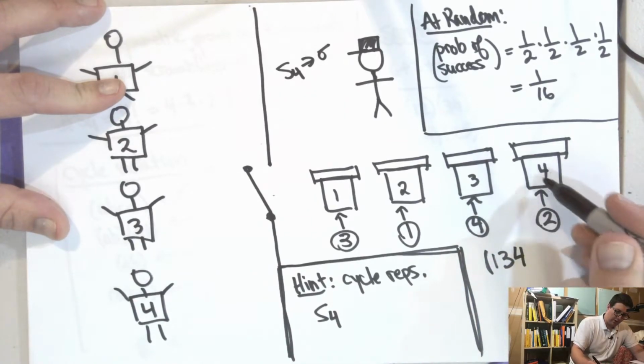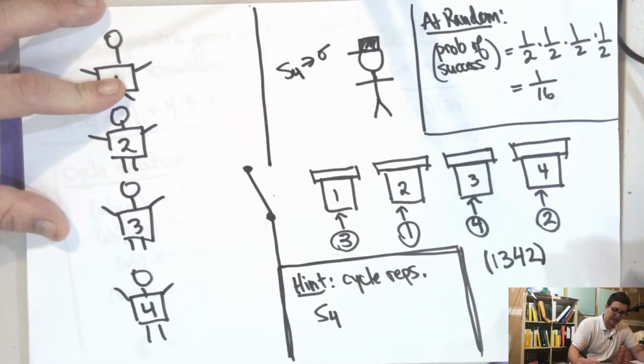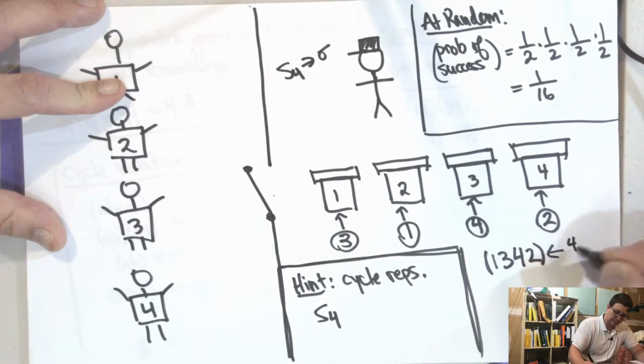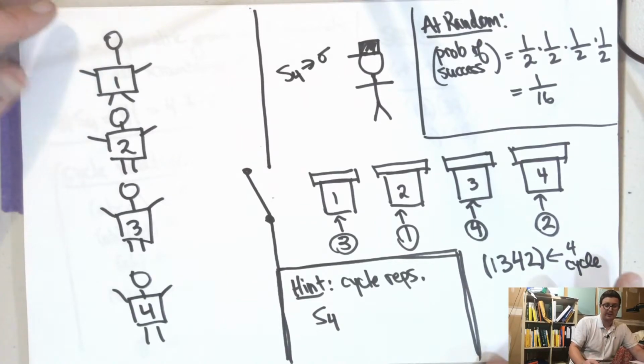Okay, 4 goes to 2. And then 2 goes to 1. So this is a 4 cycle. And this turns out to be a losing permutation, right? For the strategy.